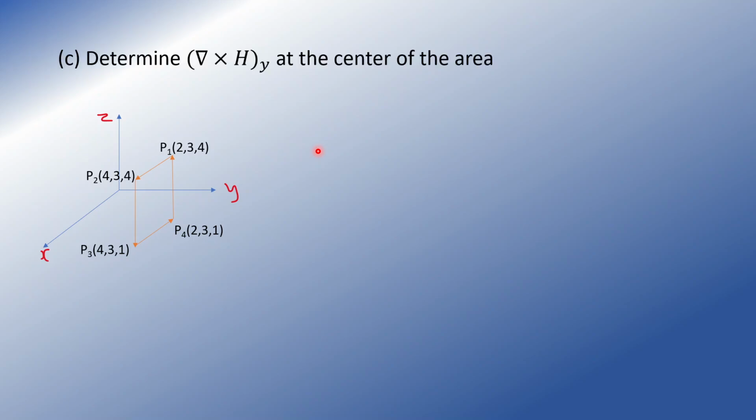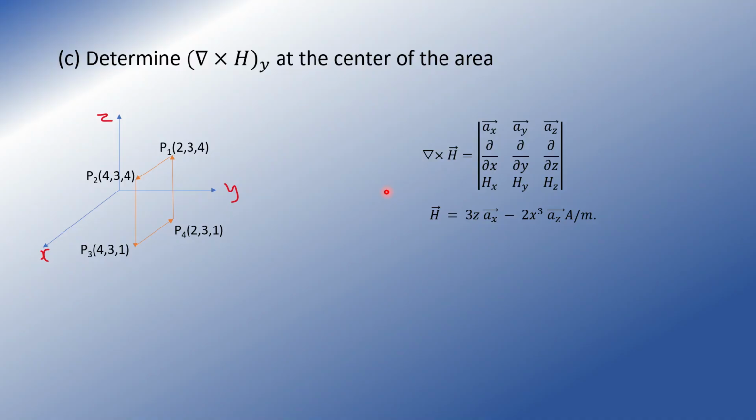Moving forward to the last part, that is, determine the curl of H with respect to y at the center. So what is this center? Geometrically it is possible to find out this center, which we shall do later. Let us try to find curl of H first. This is the determinant form of curl of H, or we can also write it in the equation form, which will be provided to us. Using that equation, we know H is given by 3z ax minus 2x cube az amperes per meter. Substituting the respective components here, our determinant will be like this.